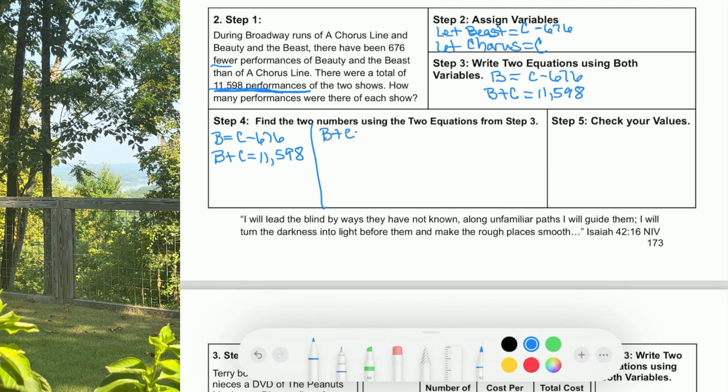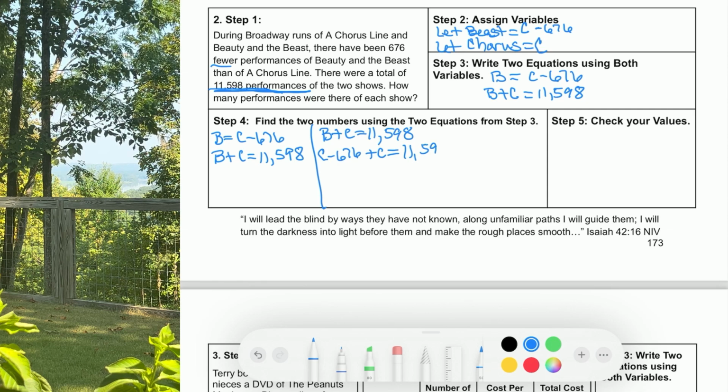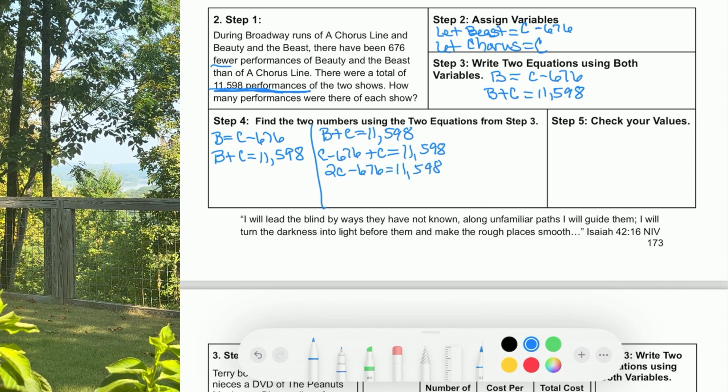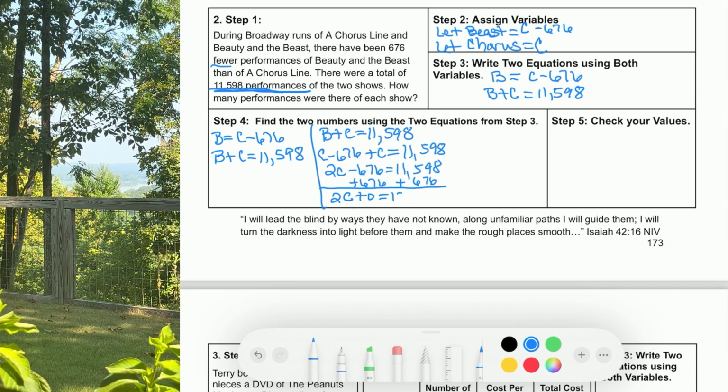So I'm going to write out B plus C equals 11,598. I'm going to replace my B with what it equals, which is the C minus 676. And then I have the plus C that was already there and the 11,598. Combine my C's and I get 2C minus 676 equals 11,598. I'm going to add that 676 to both sides. I get 2C plus 0 equals 12,274.